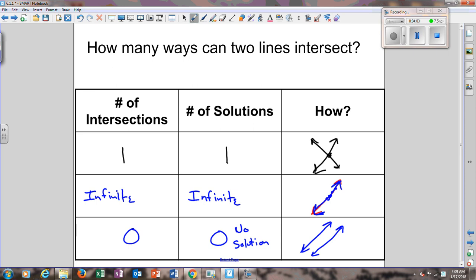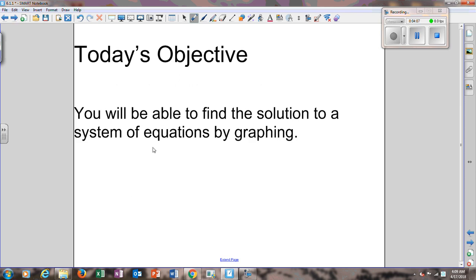Okay, so that's a good start to what we need to do for today. Today's objective will be able to find a solution to a system of equations by graphing. So, you see how the graphing is so important to us. I emphasized it when we first learned graphing for one equation. I emphasized it again at the end of last chapter when we did the linear inequalities. I'm going to emphasize it again. You should know how to graph equations of lines by now.